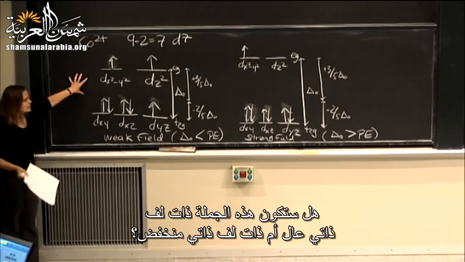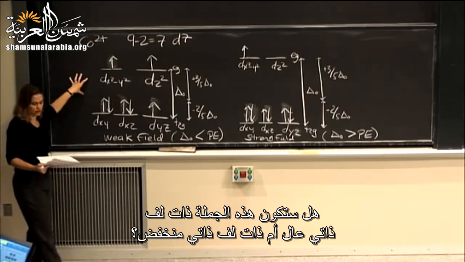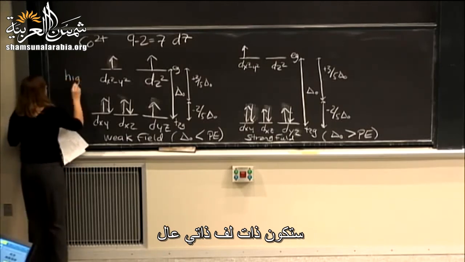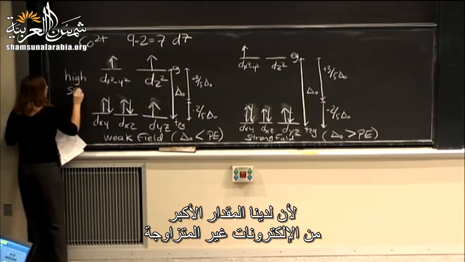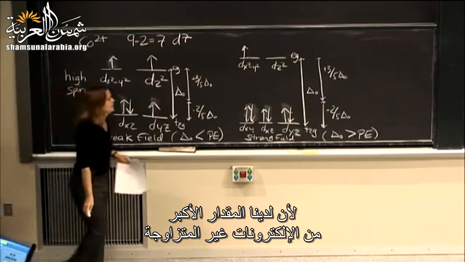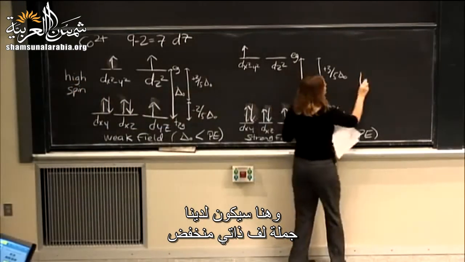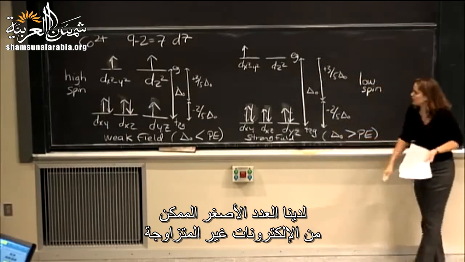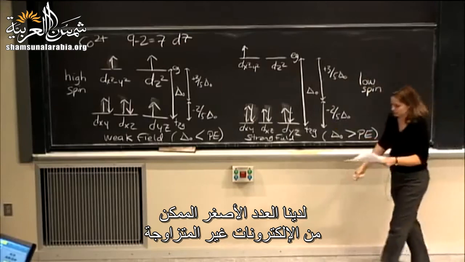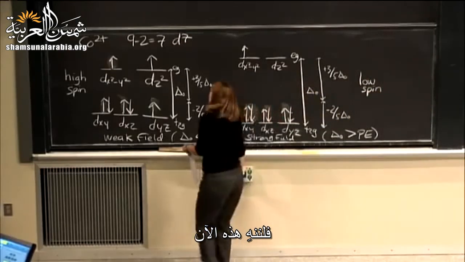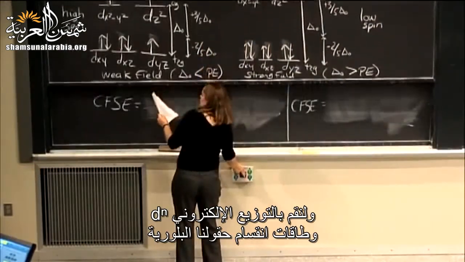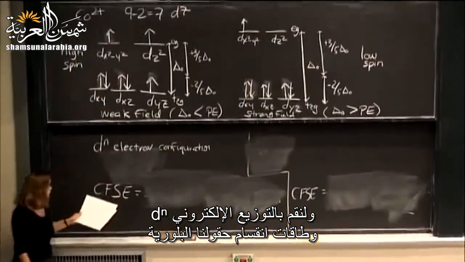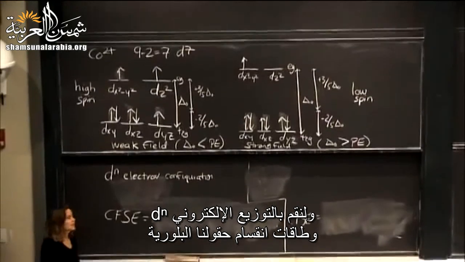So for this system, is this going to be a high spin or a low spin system? This will be high spin because we have the maximum amount of unpaired electrons. And over here, we're going to have a low spin system. We have the minimum number possible of unpaired electrons. All right, so let's finish this up now and do our d^n electron configurations and our crystal field splitting energies.